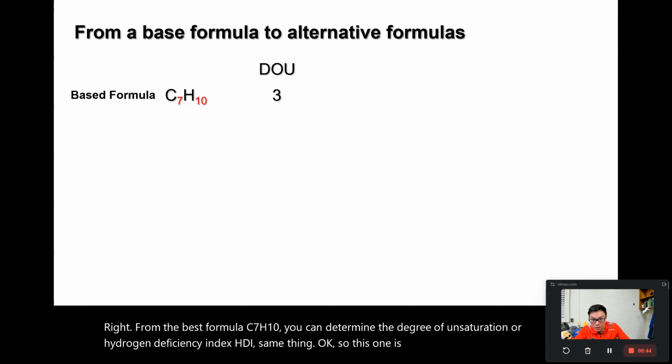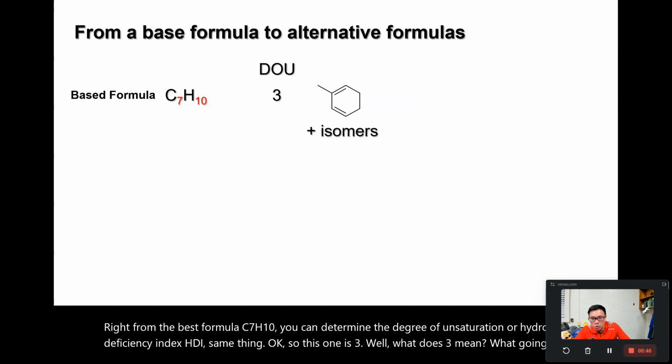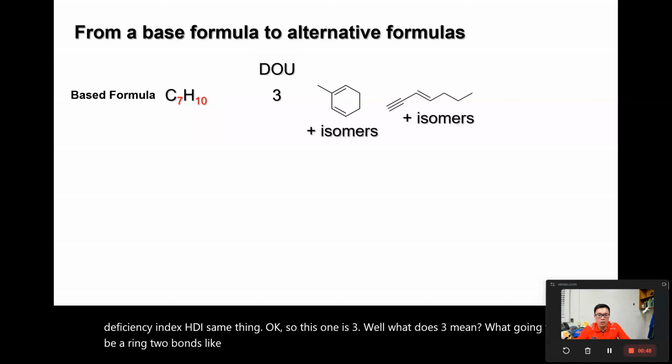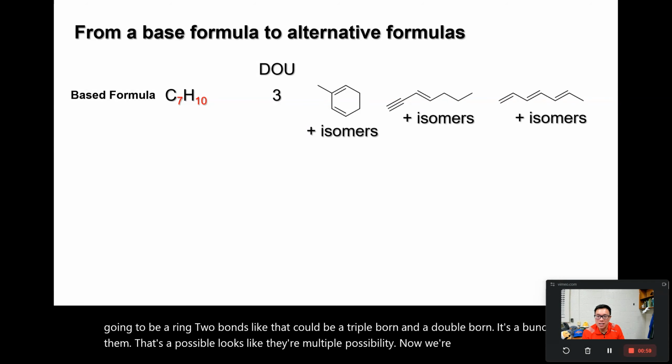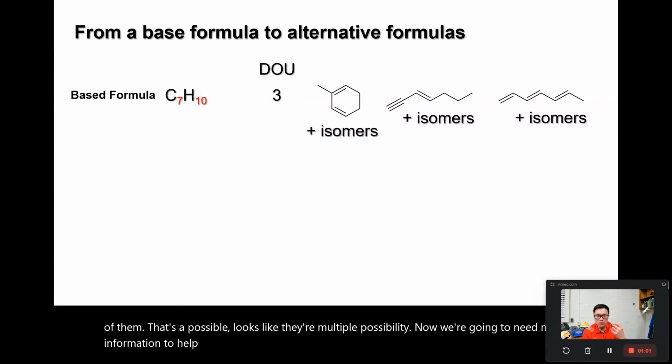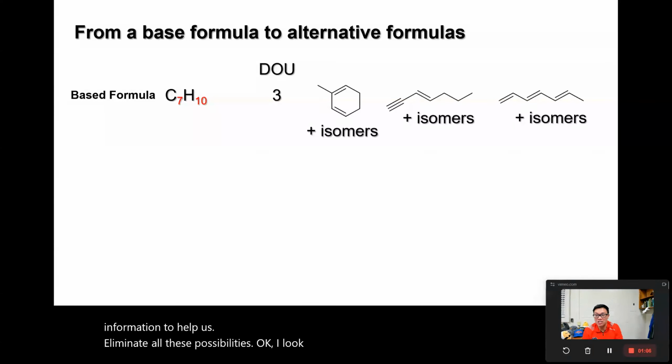Well, what does 3 mean? Well, it could be a ring and 2 double bonds, like that. Could be a triple bond and a double bond. It's a bunch of them. Looks like there are multiple possibilities. Now, we're going to need more information to help us eliminate all these possibilities. Okay, it looks like the mass spectrum by itself is not enough.